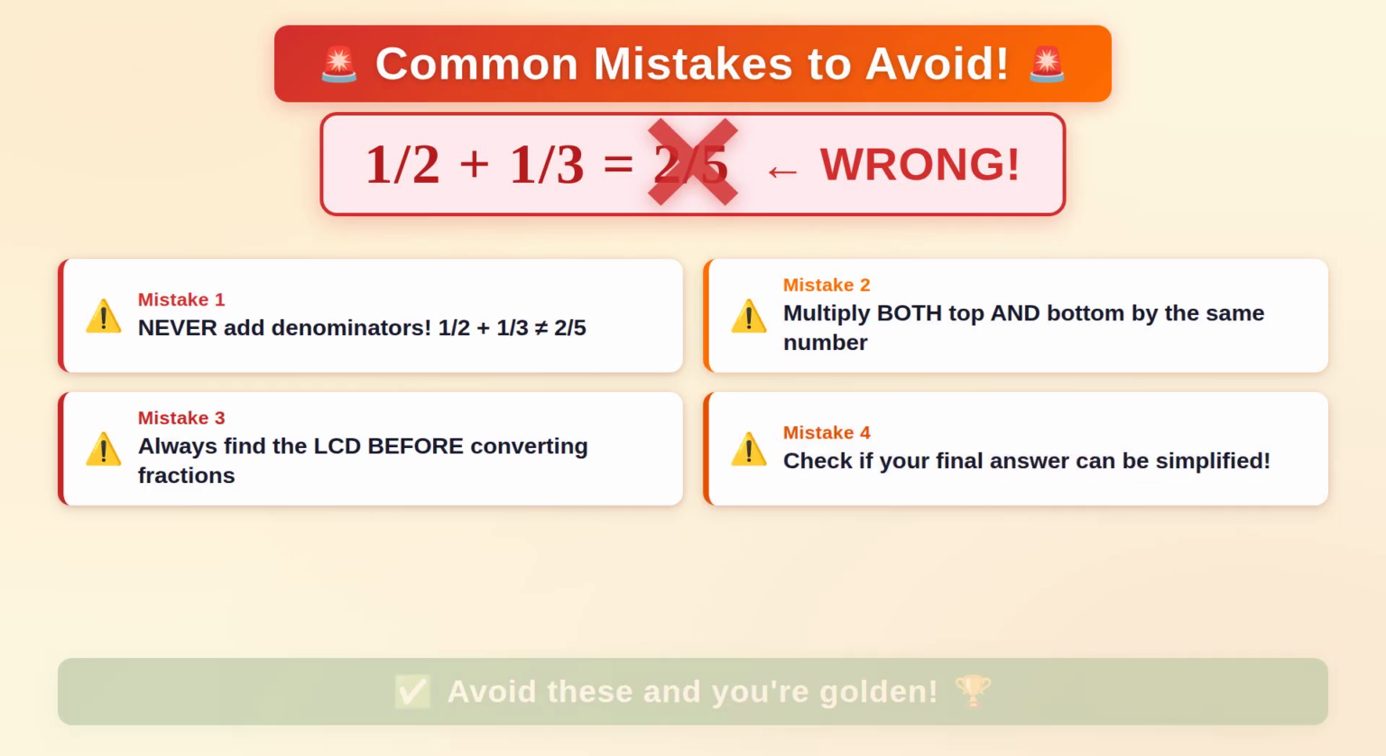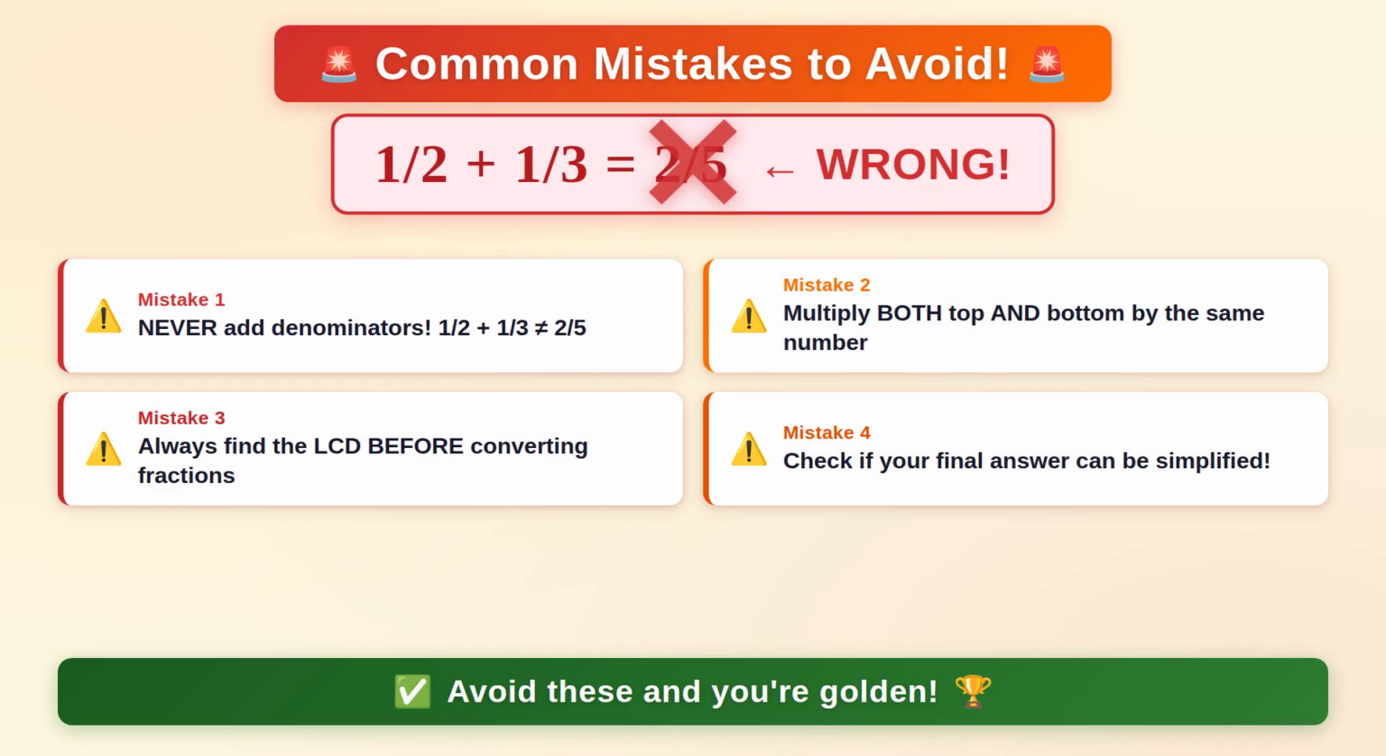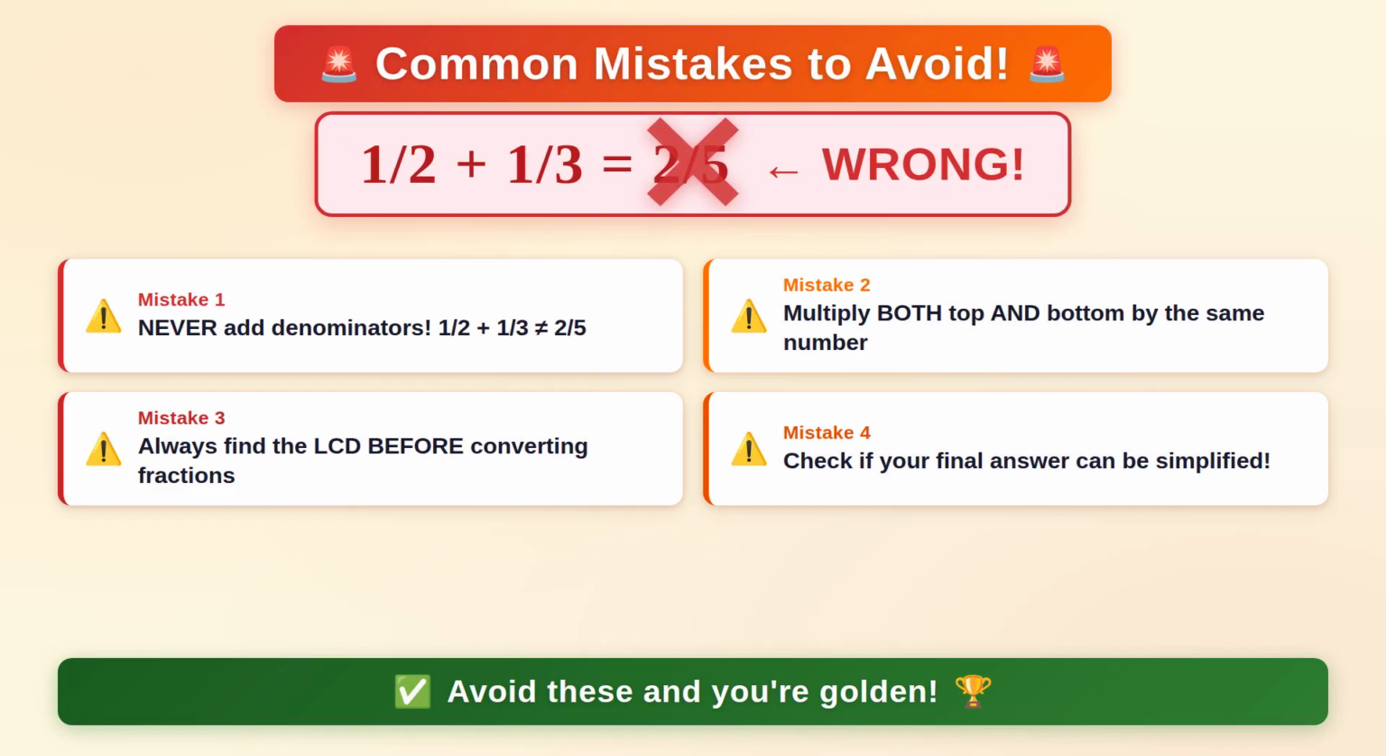Never, ever add the denominators together. 1/2 plus 1/3 is not 2/5. I see this all the time and it breaks my heart. Mistake 2. When you convert, remember to multiply both the top and the bottom by the same number. Only changing the bottom gives you a totally different fraction.